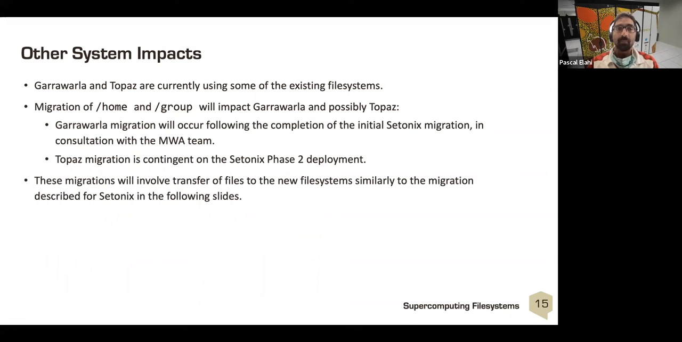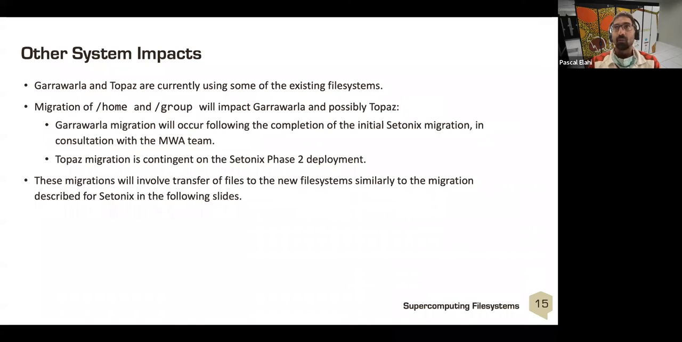To narrow in on the impacts on certain systems, Garrawarla and Topaz will continue to exist in phase 1 of Setonix, and Garrawarla will possibly exist past phase 2. They're currently using some of these file systems. So migration of home and group will impact Garrawarla and possibly Topaz for the people who are using those systems. The Garrawarla migration will occur following the completion of the initial stage of Setonix migration, and will be done with the consultation of the MWA team because Garrawarla has some astronomy-specific file systems.